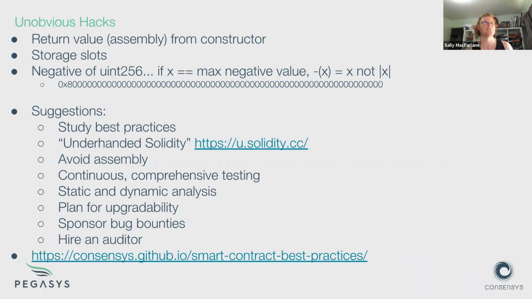And storage slots. This was a similar thing to what Colony were talking about, of how they have to specifically structure those storage slots in their storage layer. If you don't line up things the right way, they kind of override each other in strange ways. And the negative number: if you take the negative of the maximum uint256 value, you get the same value back, not the absolute value.